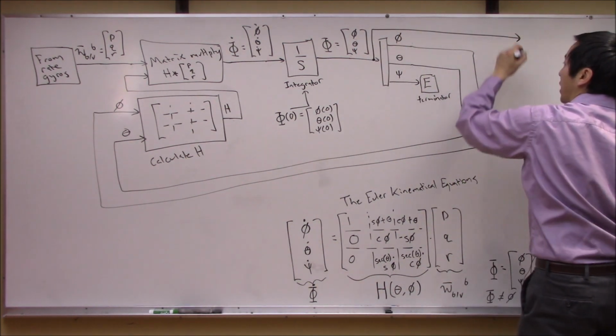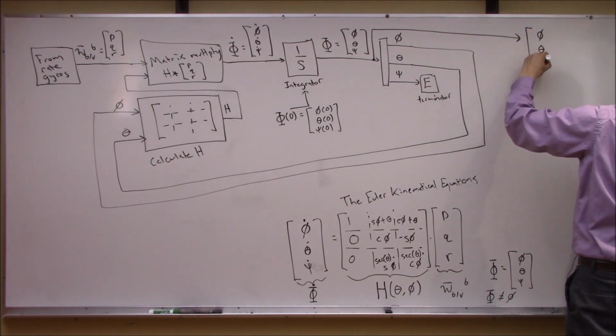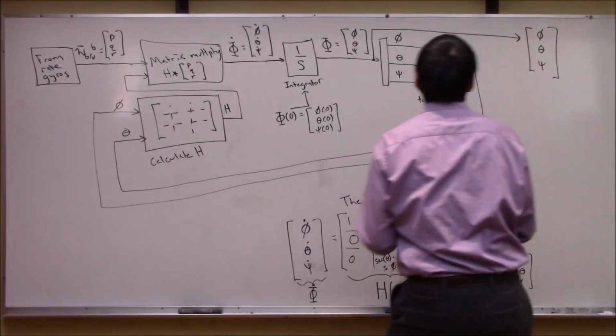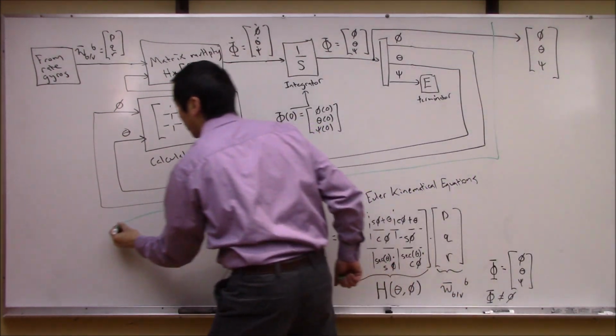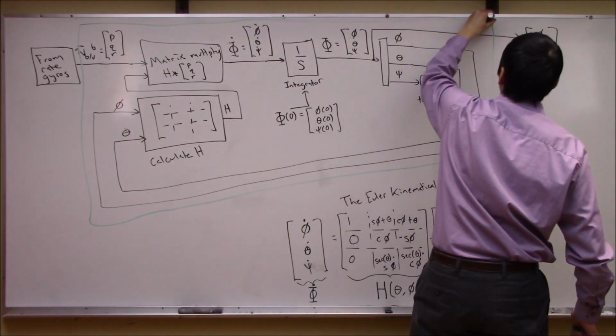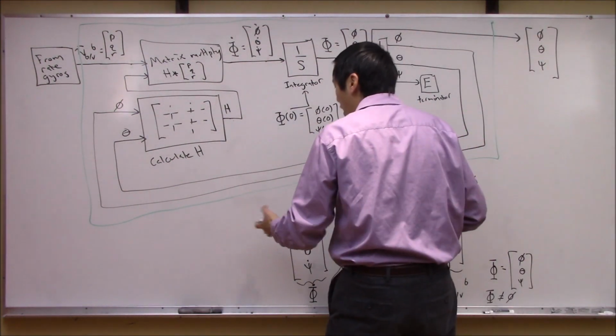So coming out is all of your Euler angles. It is phi, theta, psi, right? So if we box this thing up in green, this is what we had kind of alluded to at the beginning of the lecture. This is almost the beginning.